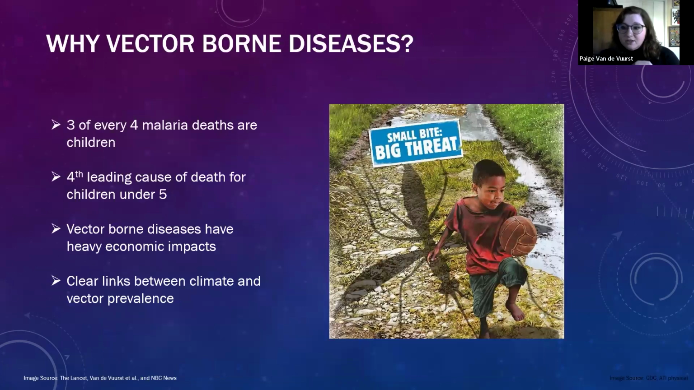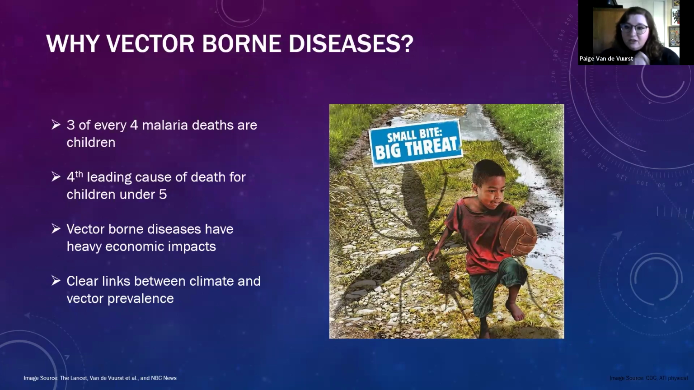So why exactly was there such an emphasis on vector-borne diseases during this 2015 to 2020 period? Well, we know that vector-borne diseases have a very heavy impact, especially in certain areas such as sub-Saharan Africa or Southeast Asia. 3 out of every 4 malaria deaths are children. Vector-borne diseases are the 4th leading cause of death for children under the age of 5. And we also know that vector-borne diseases have heavy associated economic impacts.